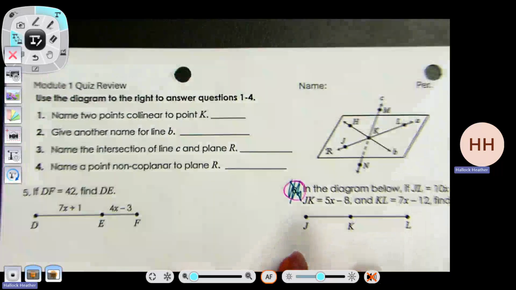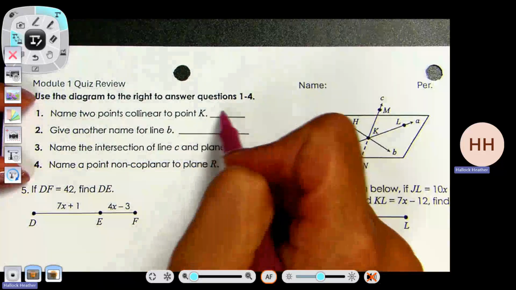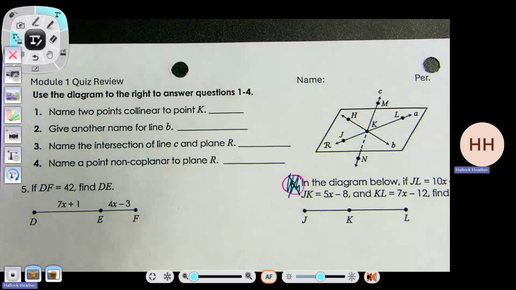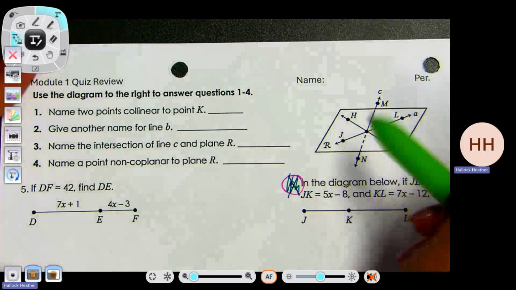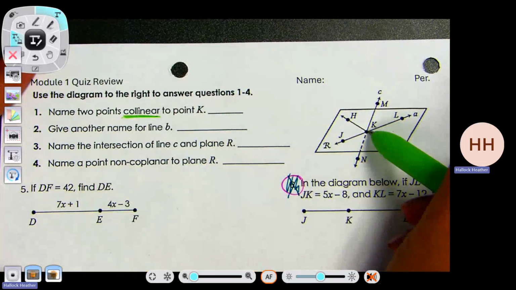For number 1, 1 through 4 on your quiz are multiple choice instead of you having to write this in, just so you know. So for number 1, it says name 2 points collinear to point K. So point K is here. Collinear means that it falls on the same line. So there are 2 options. Well, there's actually a lot of options, but any 2 points that fall on the same line as K.